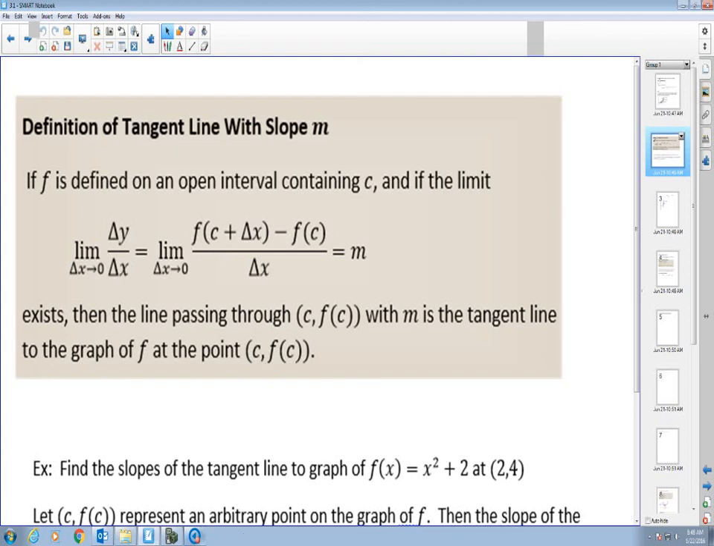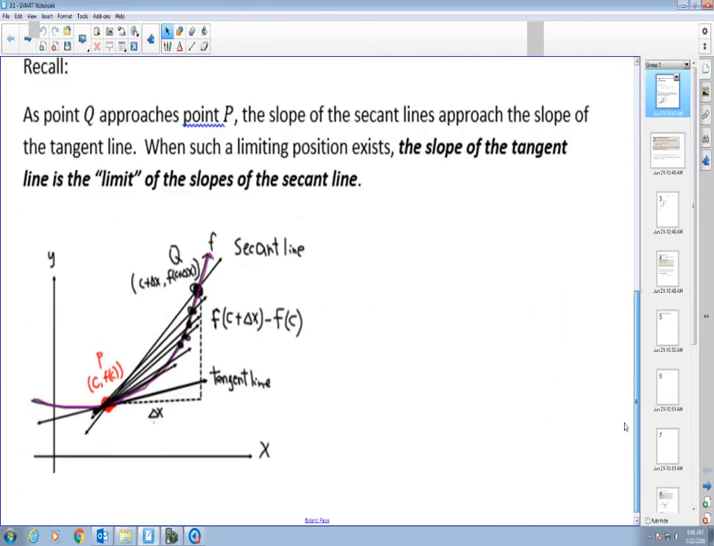Okay, so back to the picture again. When such a limit exists at that point P that I mentioned before, which is c comma f of c, then the slope m of the tangent line that I drew will be the slope of the tangent line for this entire function at that particular point.